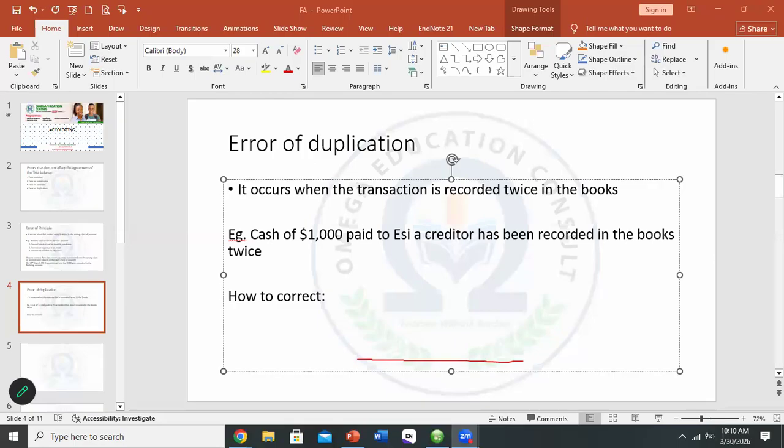So for this error of duplication, I think Austin wants to, yeah, Austin, go ahead. Let's see. Hello, Austin.